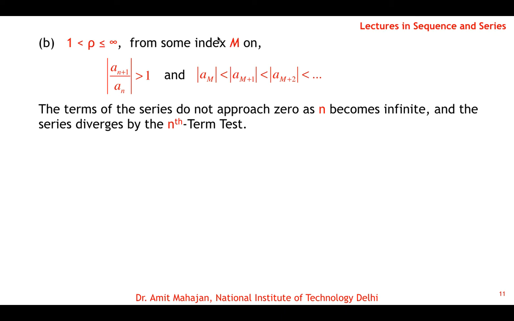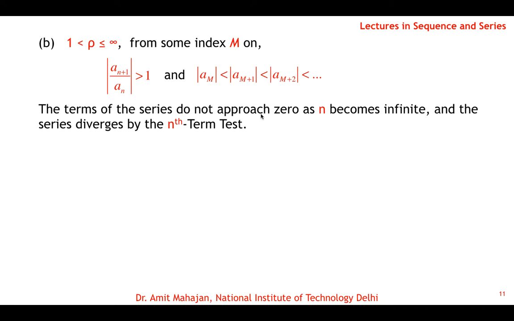If I plug n as m plus 1, so modulus of a_(m+1) will be less than modulus of a_(m+2). Okay, so we get this inequality. And so combinedly we can write this. And so these terms do not approach 0 when n becomes large. Because it's a series, these terms are positive absolute values and they are increasing. So with n becoming large, this will not tend to 0, and so the nth term test says that limit n tends to infinity a_n, if it is non-zero, then the series should diverge.